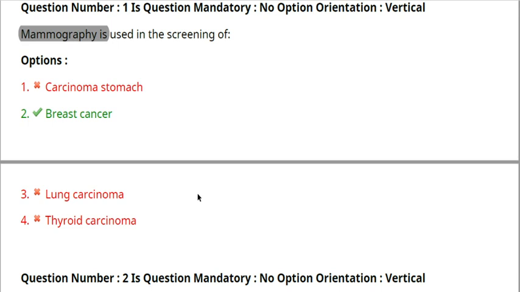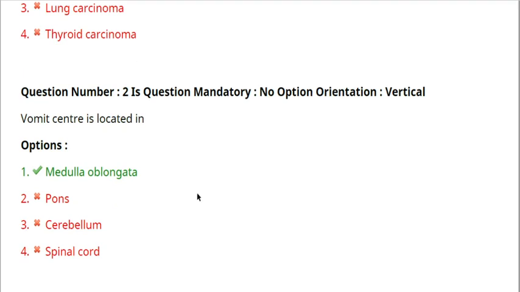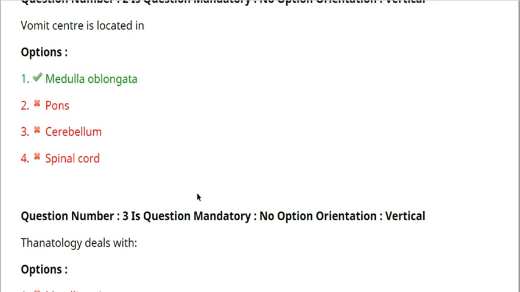First question, mammography is used in the screening of breast cancer. Basically, mammography will produce a mammogram, which is an X-ray image of the breast. Mammography generally uses X-rays, but the X-rays will be of lower energy when compared to other techniques like ultrasound. Okay. Next question, the vomit center is located in which area of the brain?